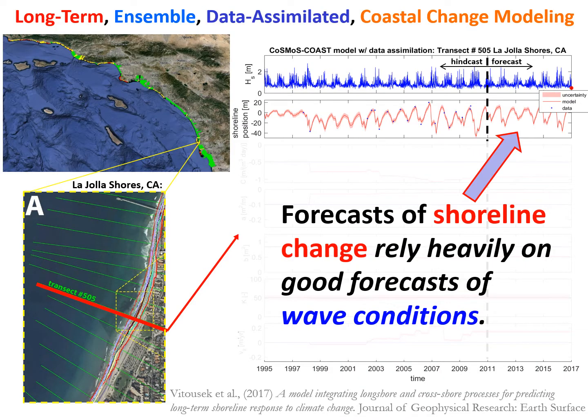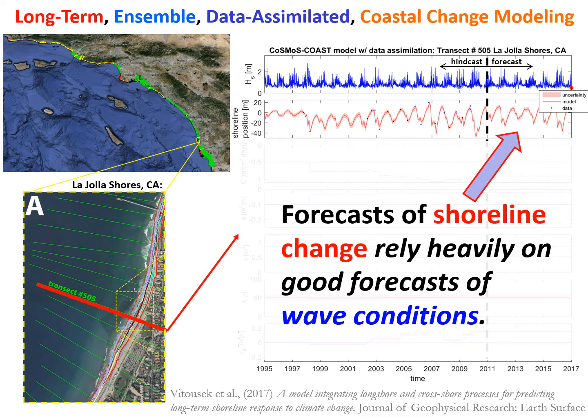This is an example of some of the shoreline change modeling that we've done with the CoSMoS-COAST model. Here you see Southern California, and at this location, which is very close to Scripps Pier in La Jolla, you see a time series of wave heights and a time series of shoreline change predictions. As you can see at this beach, the shoreline responds very closely to the wave conditions. Whenever you have large waves in the wintertime, you have erosion, and when you have smaller waves in the summertime, you have accretion.